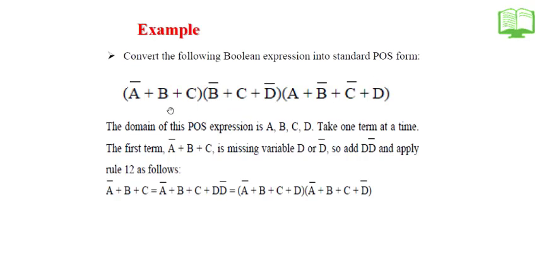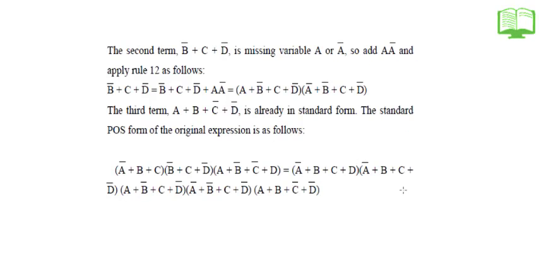For example, here d is missing, so we take this whole thing and add it with the multiplication of d and d complement. We get this whole thing plus d, and this whole thing plus d complement. It's as simple as that.